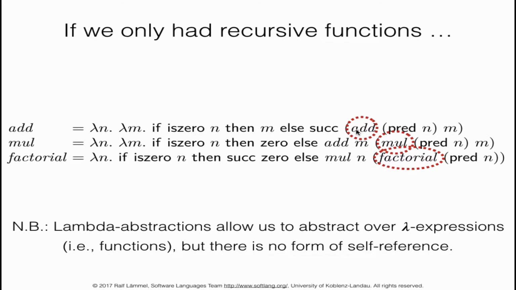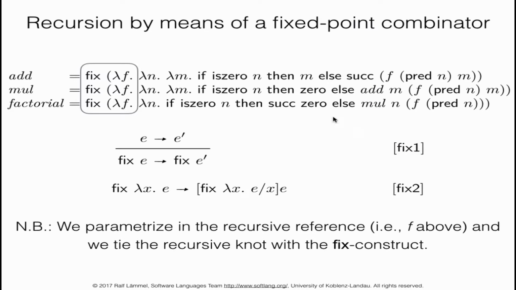Well, the problem is, of course, that we don't really have self-reference in a lambda calculus. We can give names to arguments, but we cannot define functions that can reference themselves. So we are a little bit in trouble. What we do is we introduce yet another construct, a fixed point combinator construct. So we basically revise the definition of add, mul, and factorial.